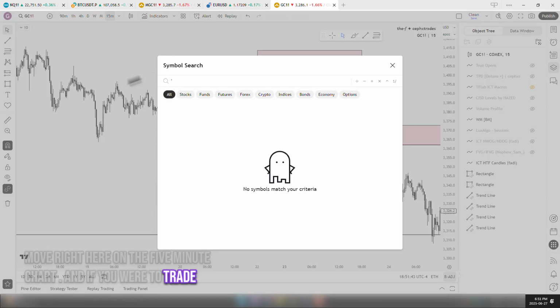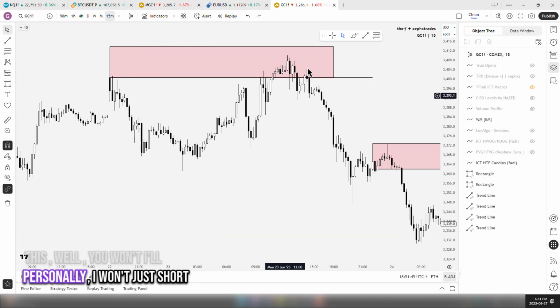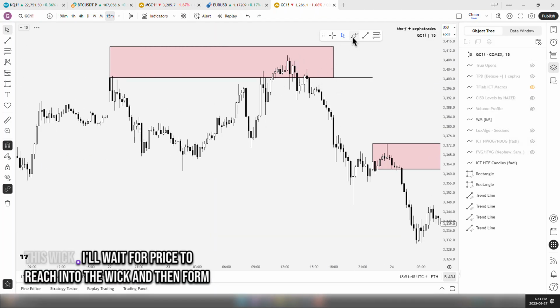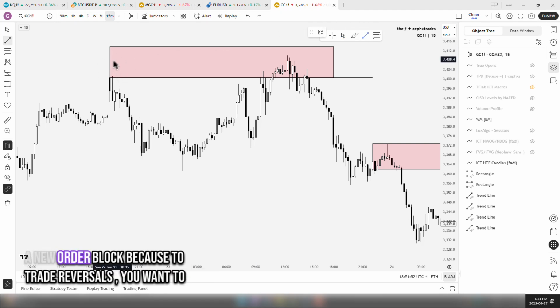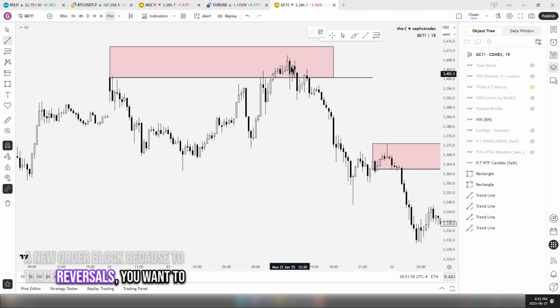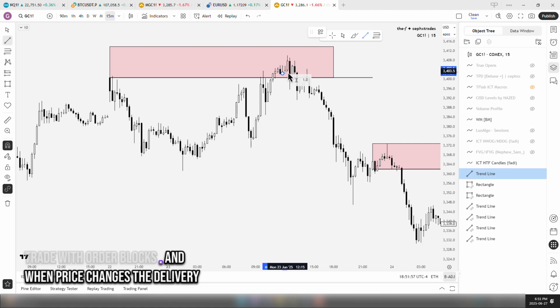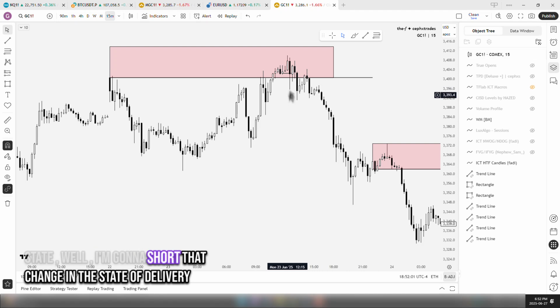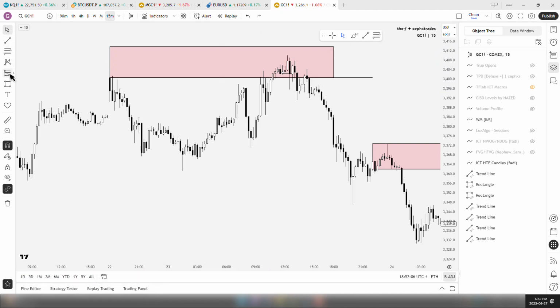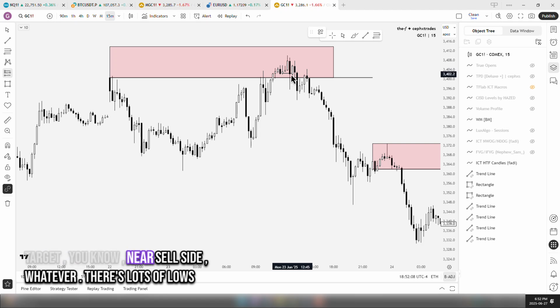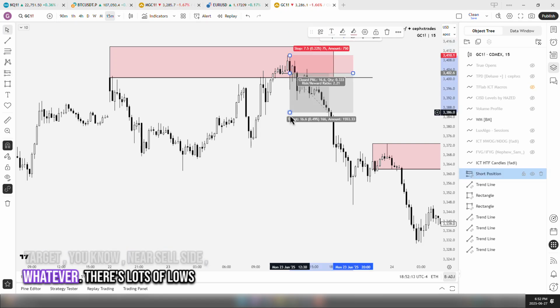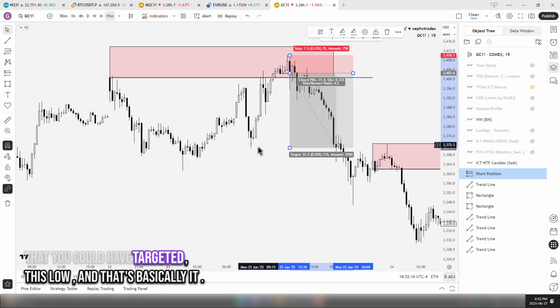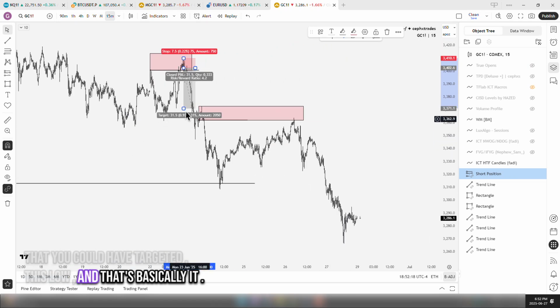And if you were to trade this, well, I won't just short this wick. I'll wait for price to reach into the wick and then form a new order block, because to trade reversals, you want to trade with order blocks. And when price changes the delivery state, well, I'm going to short that change in the state of delivery and target the near sell side. There's lots of lows that you could have targeted, this low, and that's basically it.